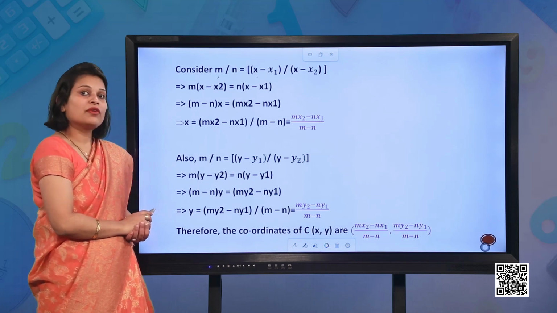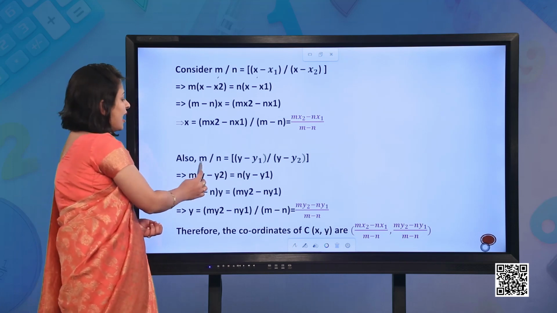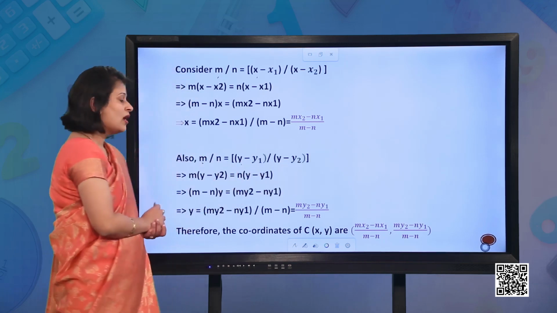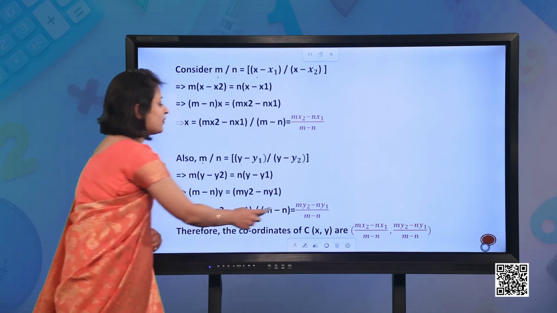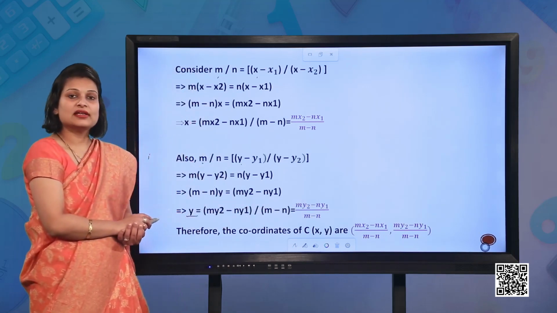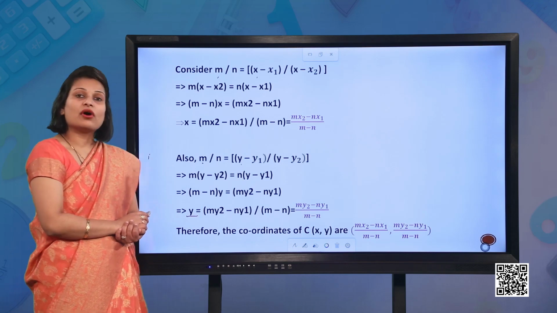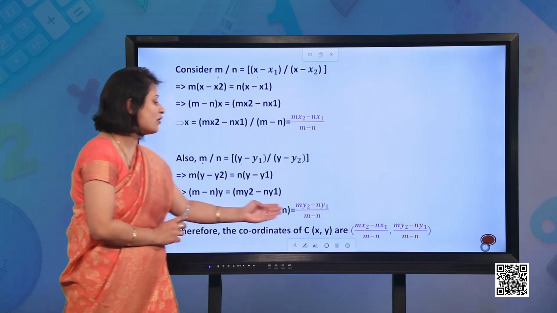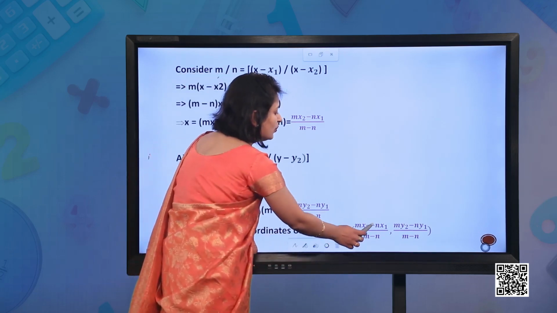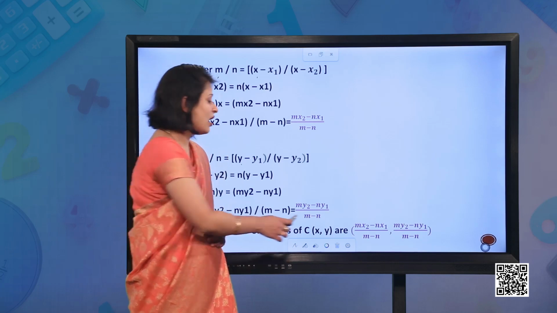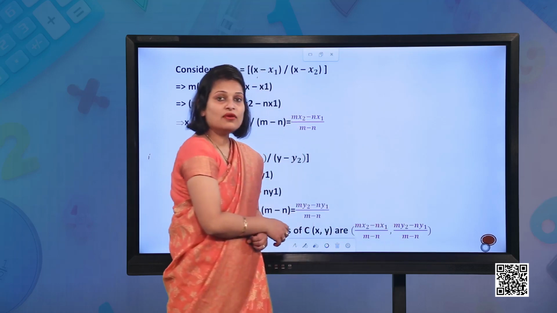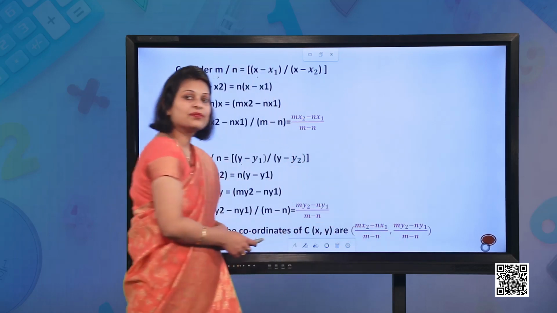And now for the y coordinate, what will you do? You have to consider this: m upon n is equal to y minus y1 upon y minus y2. Solve for y. What will you get? m y2 minus n y1 upon m minus n. So, the section formula for external division, the coordinates of C, Cxy, are m x2 minus n x1 upon m minus n and m y2 minus n y1 upon m minus n.